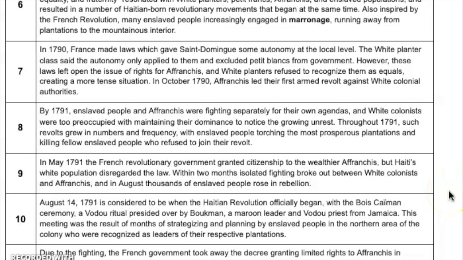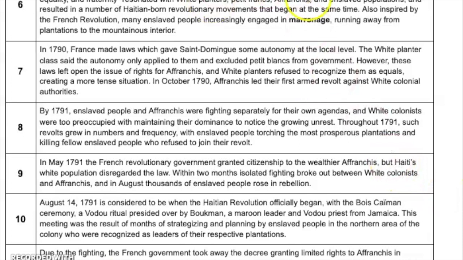Part 2 of the article is the beginning of the Haitian Revolution. The French Revolution of 1789 was a significant event for the oncoming rebellion in Haiti. The ideals of liberty, equality, and fraternity resonated with white planters, petits blancs, Afranchis, and enslaved populations, and resulted in a number of Haitian-born revolutionary movements that began at the same time. Also inspired by the French Revolution, many enslaved people increasingly engaged in marronage, running away from plantations to the mountainous interior.